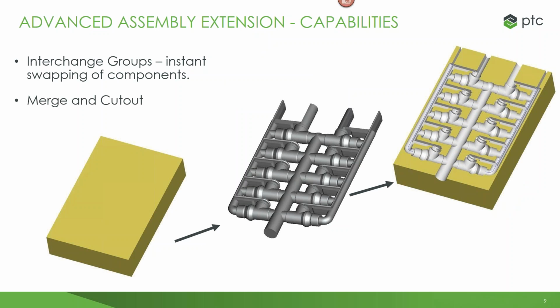You can also do things like merge and cut out. You can see I have this specific geometry and a more complex geometry. We can merge these two and then cut them out so you can see the positive and negative areas here.